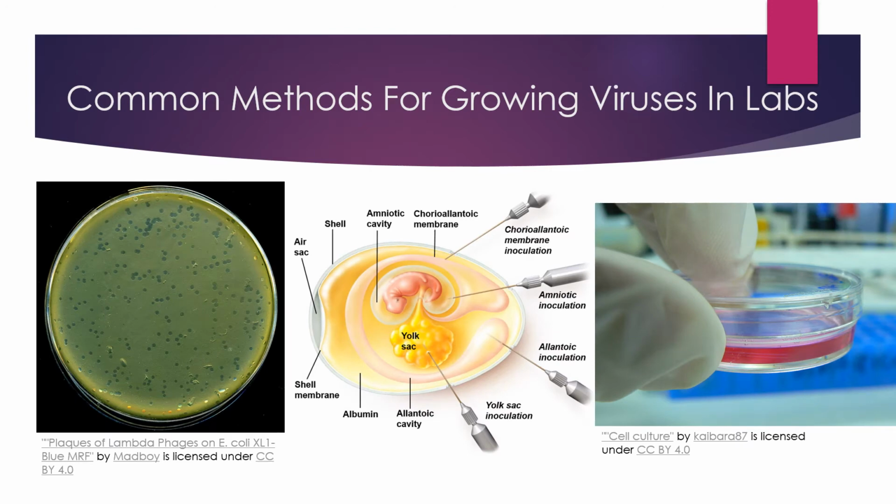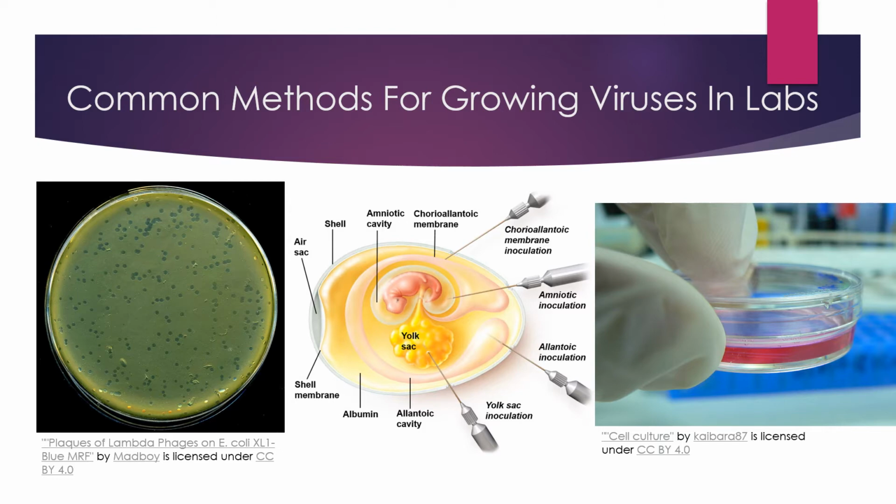There are times when scientists need to grow viruses in a laboratory. For example, when they want to characterize a new virus or manufacture a new vaccine. Whatever the reason, it is essential that they provide appropriate cells for the virus to grow in. Three common ways that viruses are grown in the lab are shown on this slide.